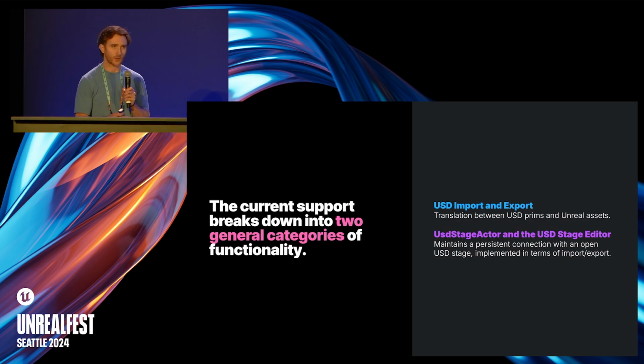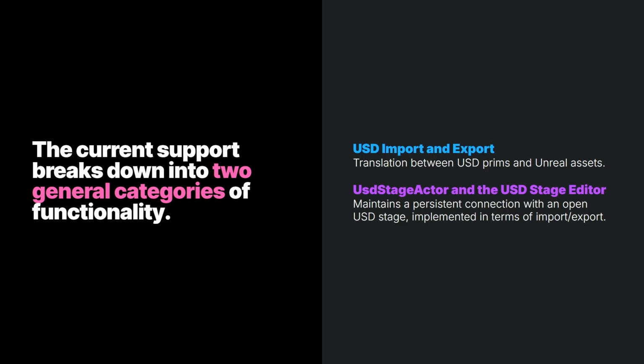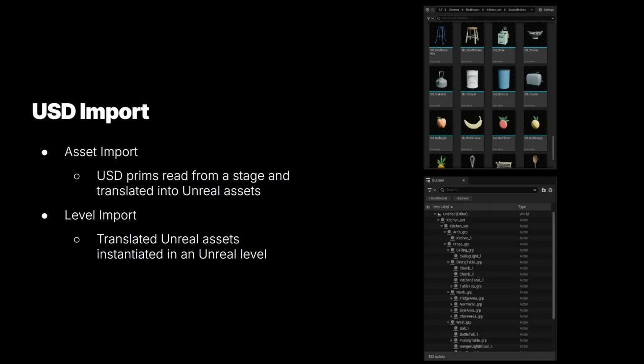So getting into the current OpenUSD support in the engine, I think the best way to think of it is the feature set roughly breaks down into 2 categories of functionality. There's the import and export functionality, and then there's the USD Stage Actor and the USD Stage Editor. And I'll dig into each of these in just a little bit more detail.